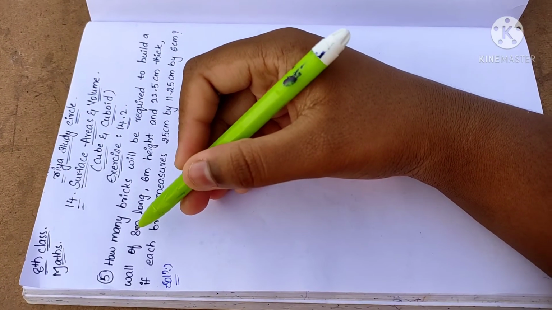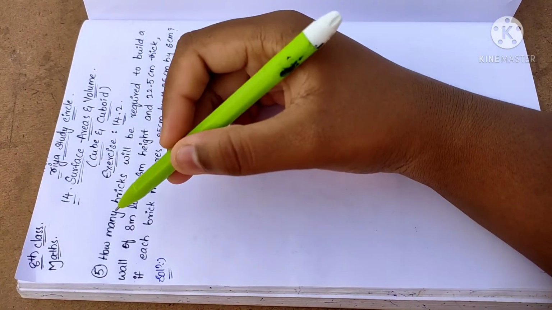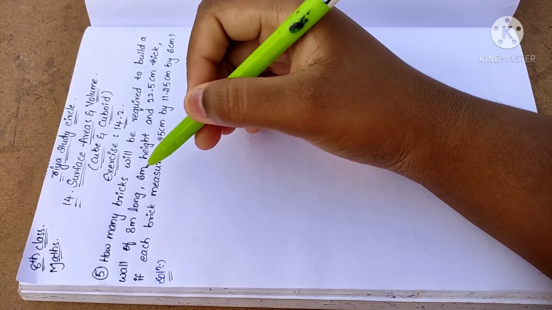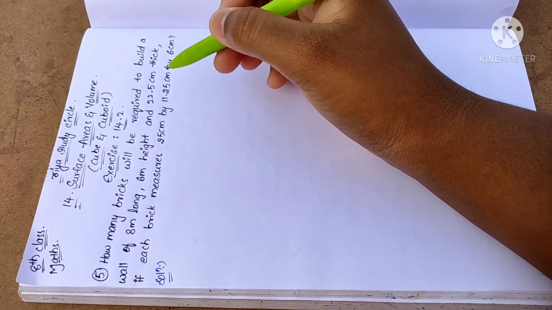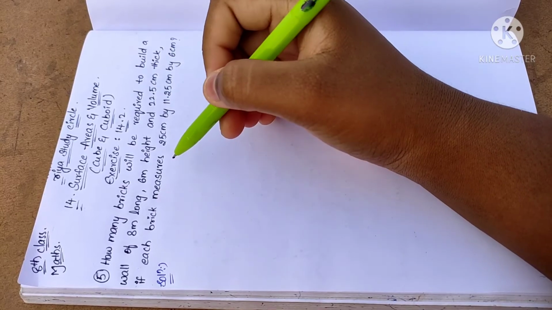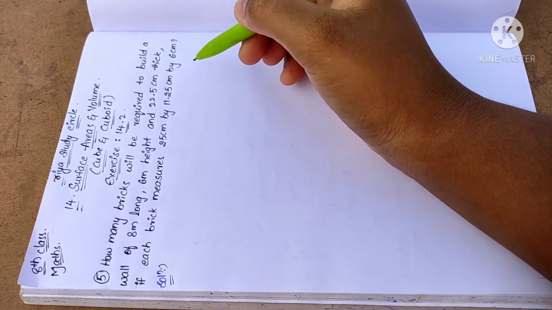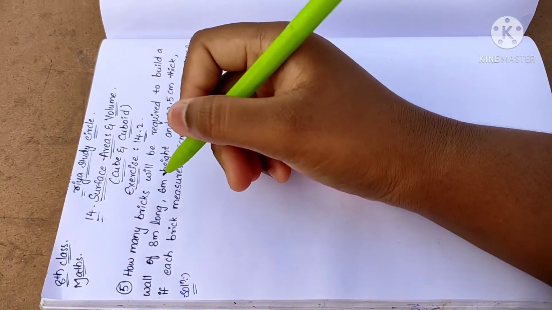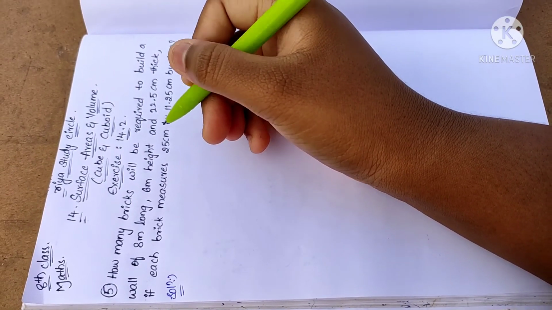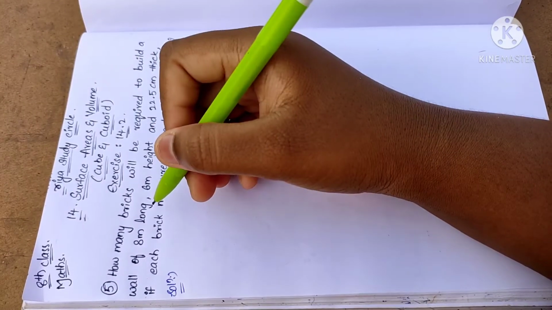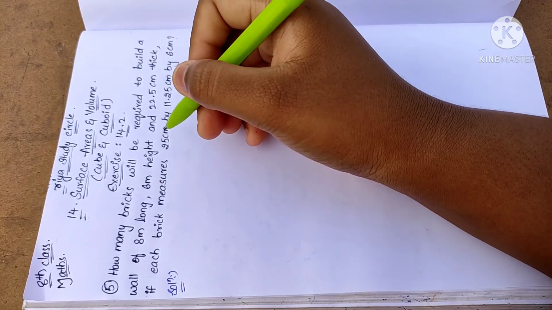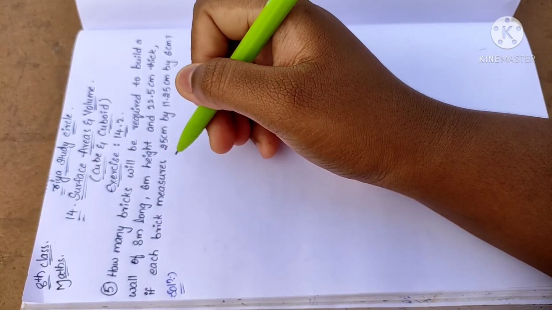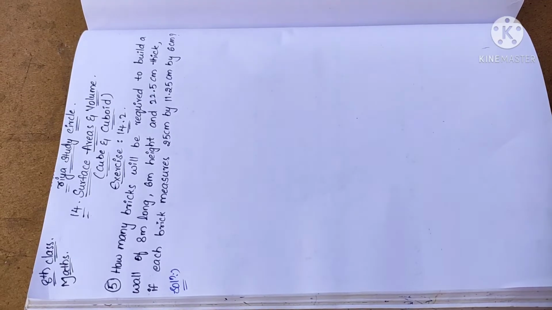Fifth problem is how many bricks will be required to build a wall of 8 meter long, 6 meter height and 22.5 centimeter thick if each brick measures 25 centimeter by 11.25 centimeter by 6 centimeters. So here they give measurements of wall and measurements of brick. So we have to find how many bricks will be required for that wall. So let's see the solution for this problem.